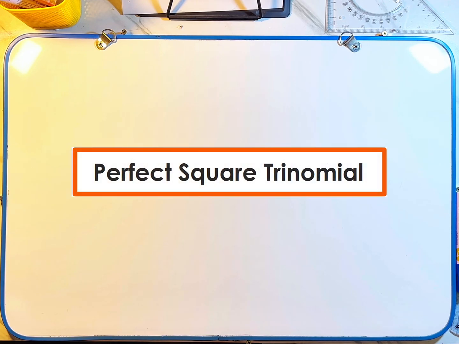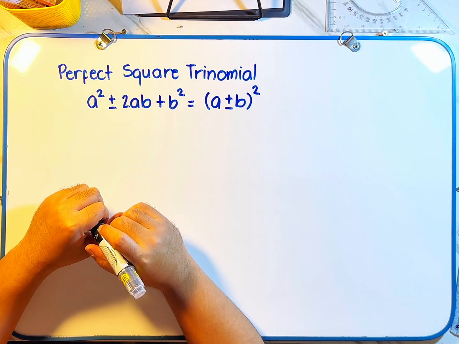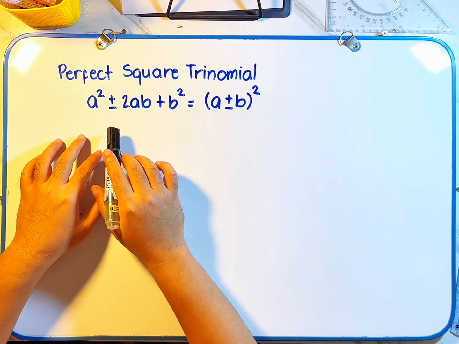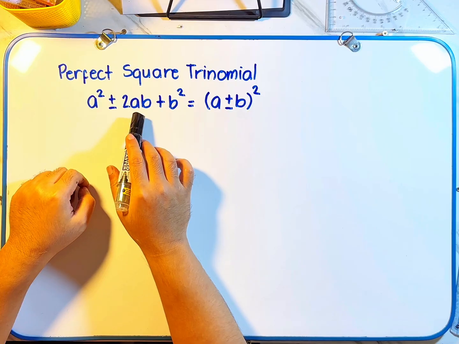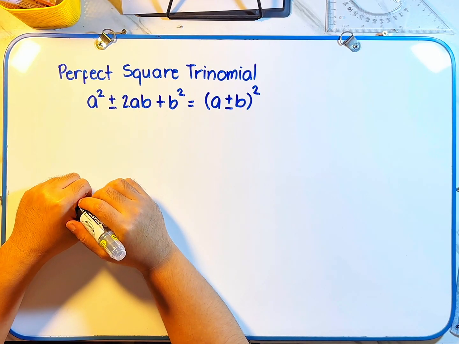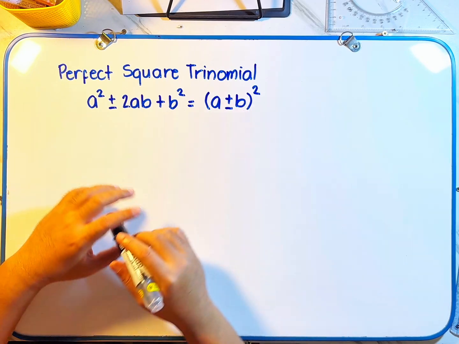Hello, in this video let's discuss perfect square trinomial. This is the concept of perfect square trinomial. If your polynomial is a trinomial in the form of a squared plus or minus 2ab plus b squared, the factored form is (a plus or minus b) squared.